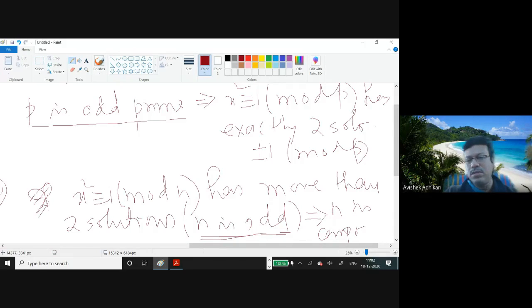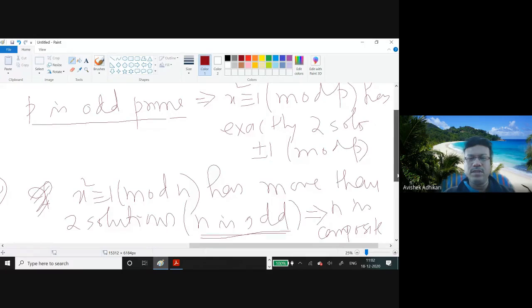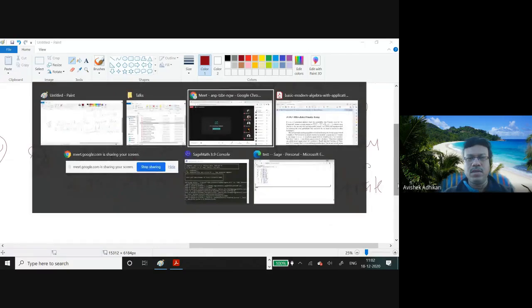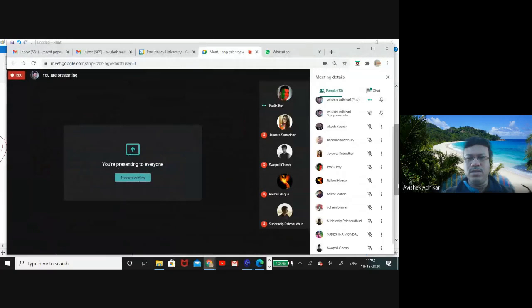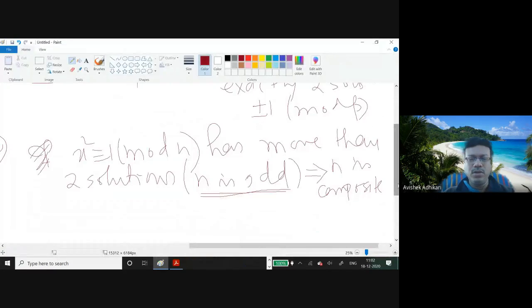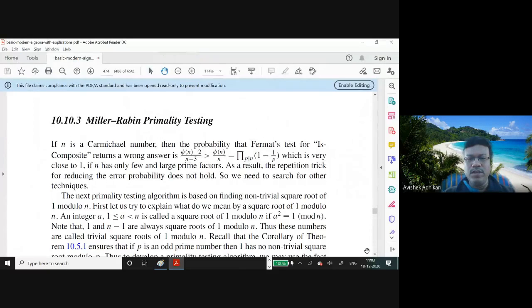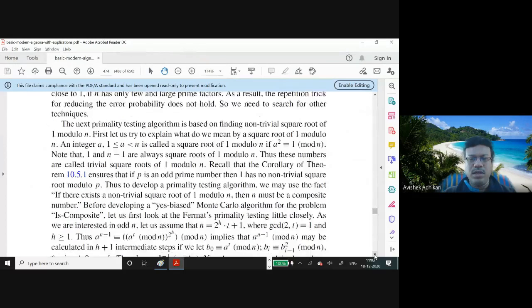Is the argument clear to you? If any question or doubt, please let me know. Okay, so I hope that this is clear to you. That's the basic idea for the Miller-Rabin primality testing algorithm. So let us come here. I'm not going into the details or the historical background of this. I'm directly coming to the basic idea.